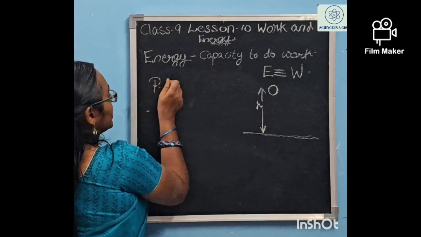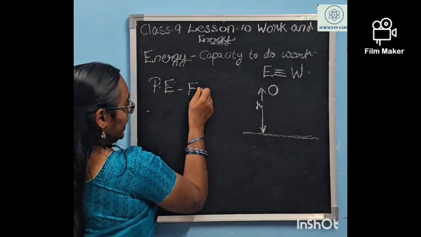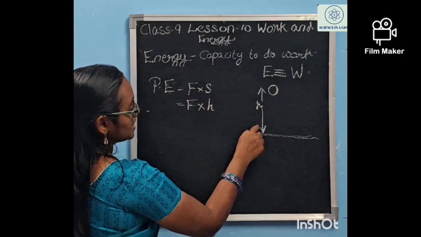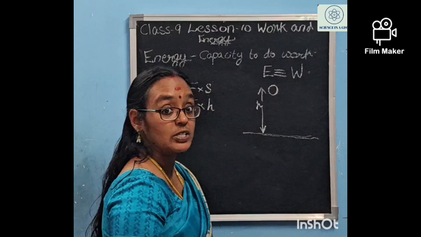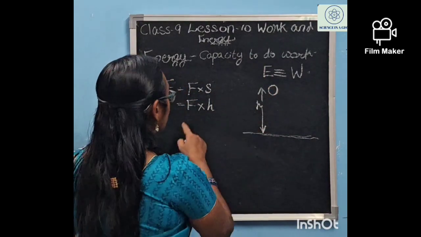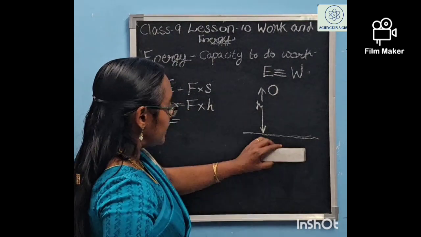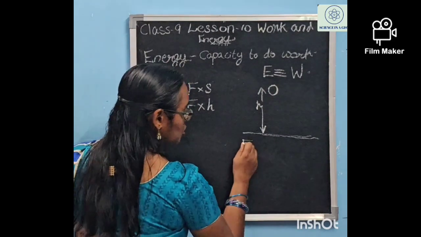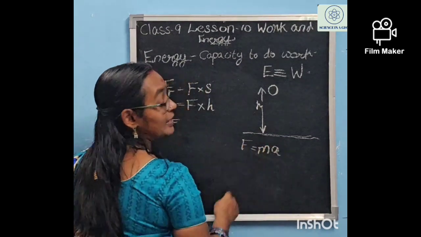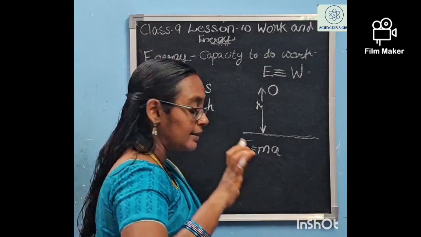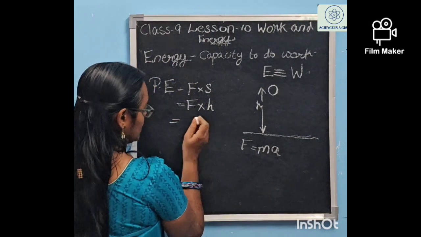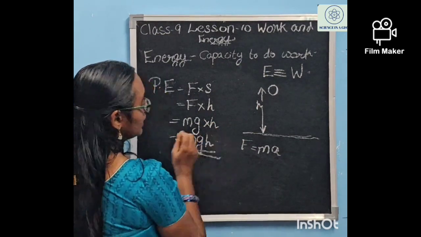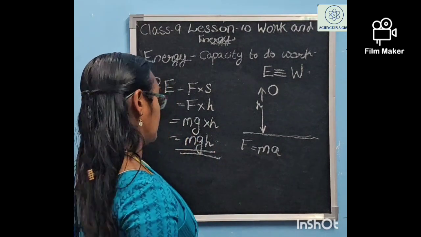Again, we can say potential energy is equal to force into S. Here S is height. So it is equal to F into h, because the displacement is not horizontal but vertical. That's why S has been replaced by h. Then what is F? Here the object is raised, which means it depends on gravity. F is equal to ma, but here a has been changed to g because the object depends on gravity. So F is equal to mg, into h. That's equal to mgh. This is the derivation of the potential energy equation.